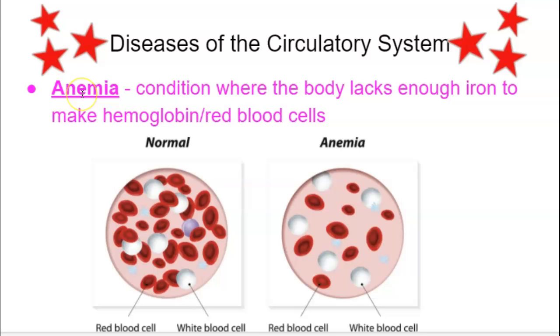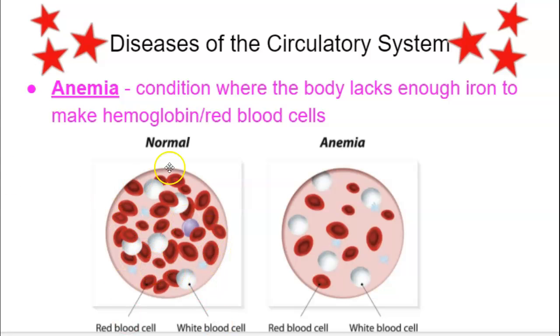So this disease is called anemia, and it's a condition where the body does not have enough iron to make hemoglobin. And so because they can't make enough hemoglobin, they then can't make enough red blood cells. So an easy way to test for this is they test how many red blood cells you have, they test how much hemoglobin you have, all of those different things.